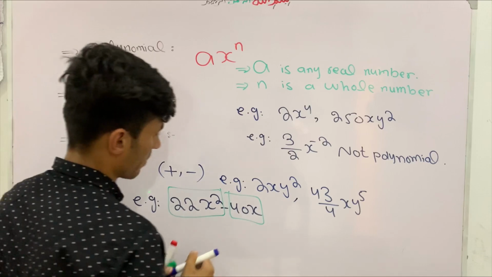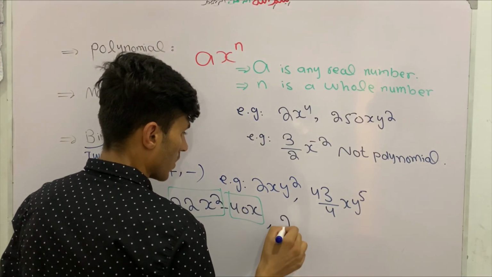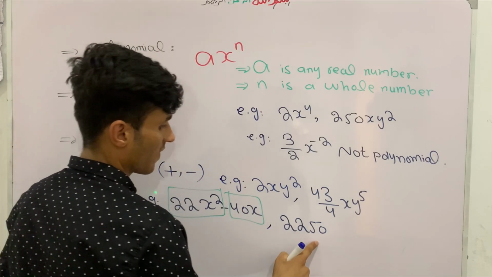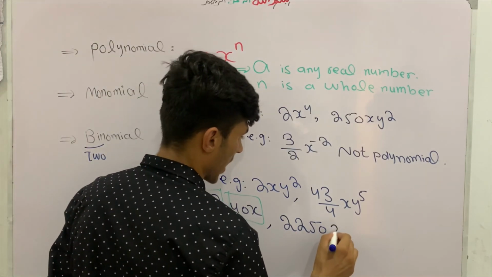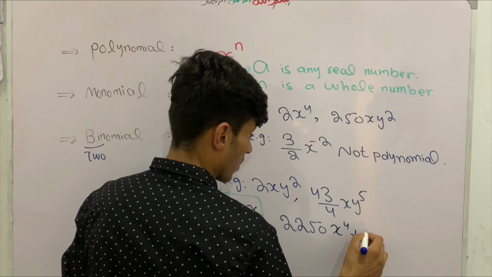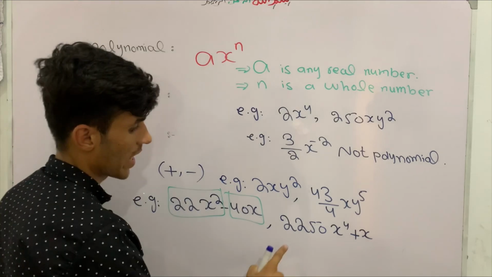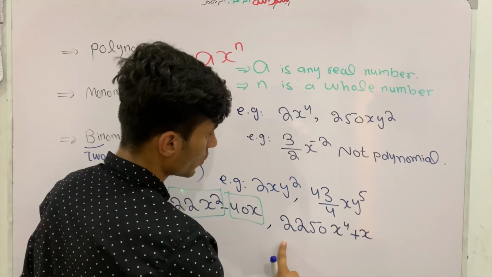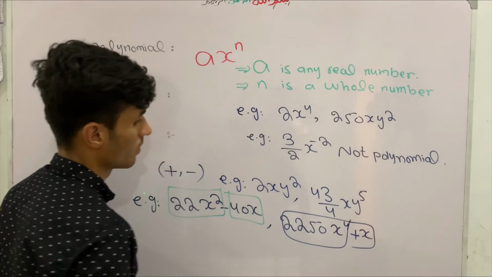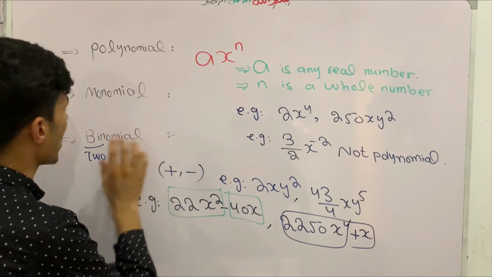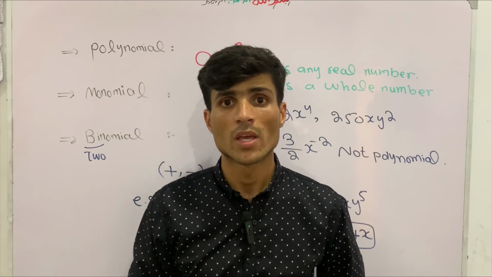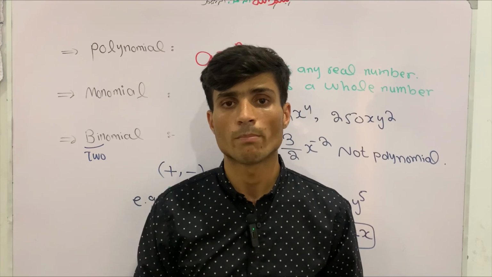Look at the next example. 52,250 x to the 4th power plus x. There are 2 terms here in this polynomial. This is our first, this is our second term. So again, this is going to be a binomial. So I hope you understand polynomial, monomial, and binomial.